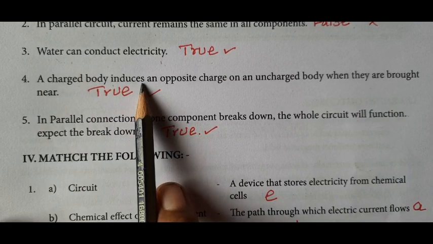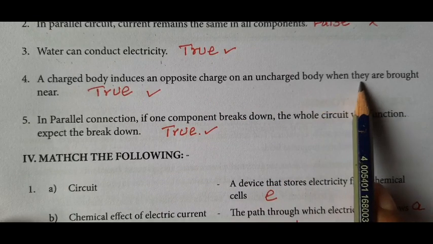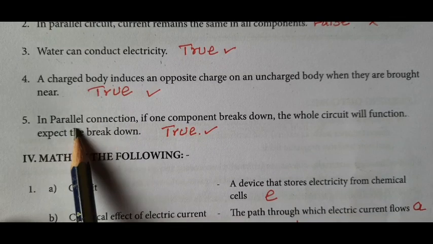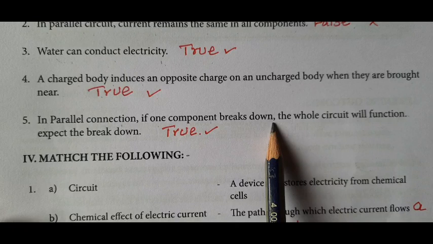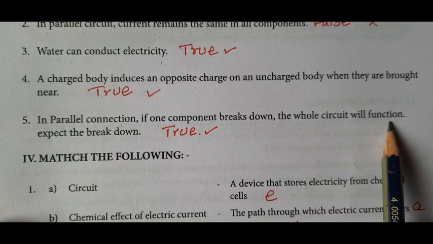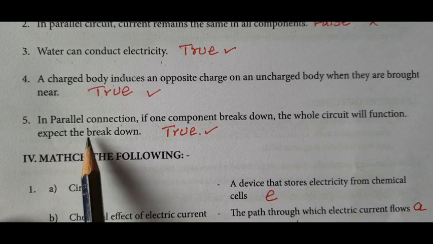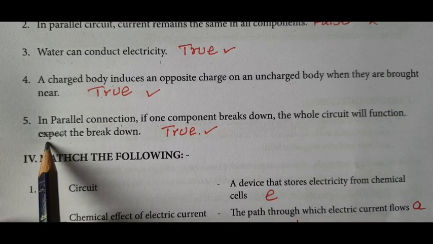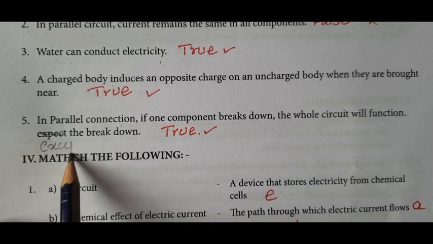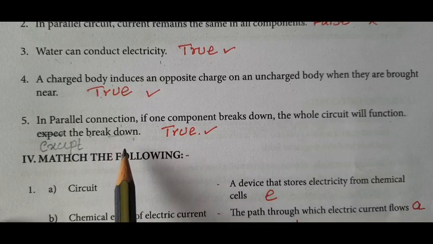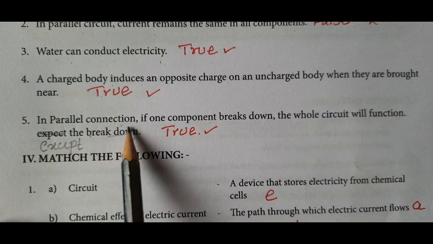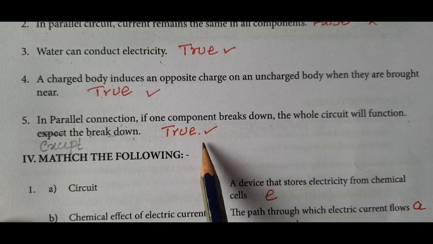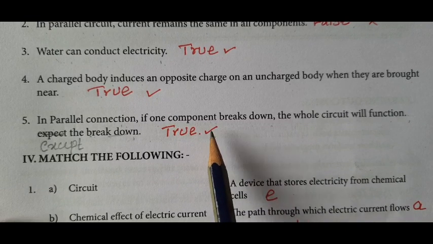So the pure water, I mean distilled water, does not conduct electricity. A charged body induces an opposite charge on an uncharged body when they are brought near. True. Okay. In parallel connection, if one component breaks down, the whole circuit will function except the breakdown one. Actually, here it is not 'expect', it is 'except', except the breakdown one. So all the others remain working. So this is true. The statement is correct.